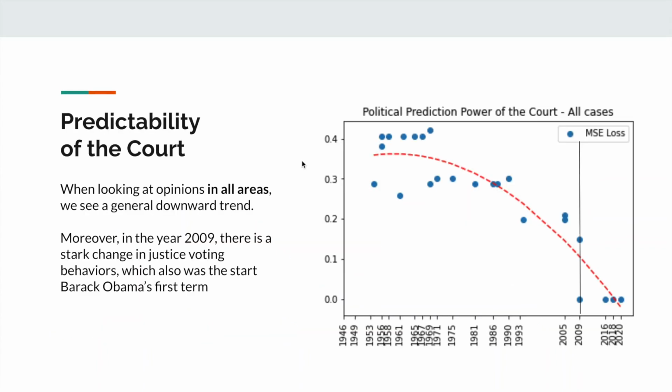We decided to plot the prediction power of the Supreme Court justices over time, the prediction power of their parties. And we see that starting in the 40s, the prediction power is very weak. However, around 1990, we start to get better and better. And by 2009, when Barack Obama was elected, we see that prediction power is absolutely perfect. There's zero MSE loss, which means that these courts have become very biased right at that moment.